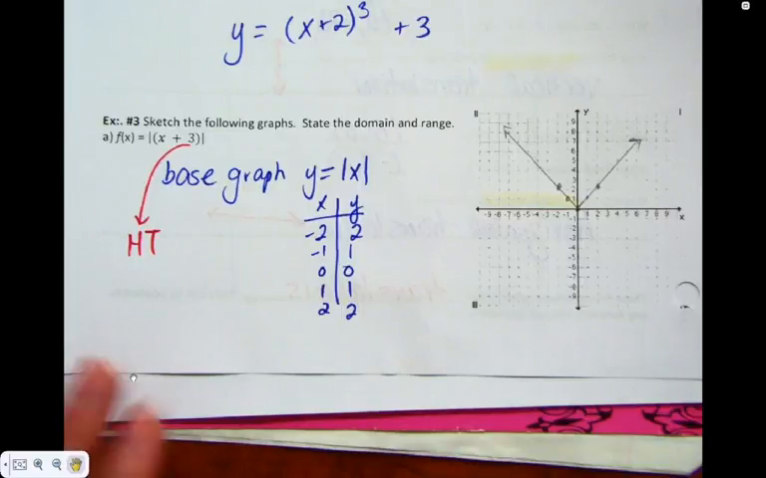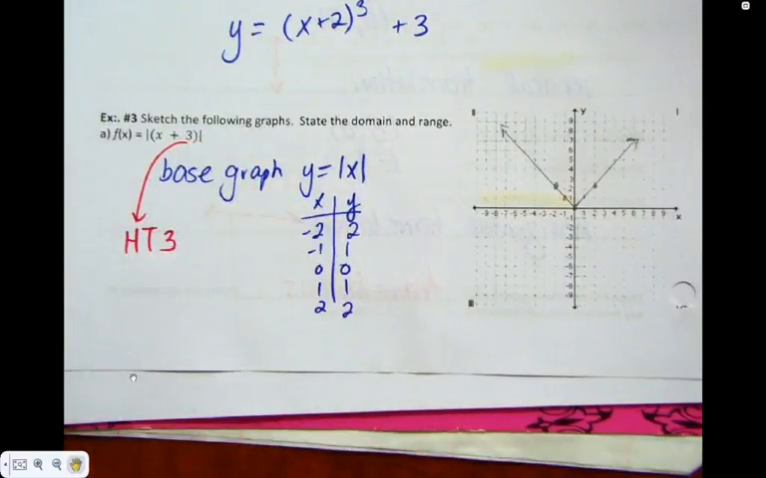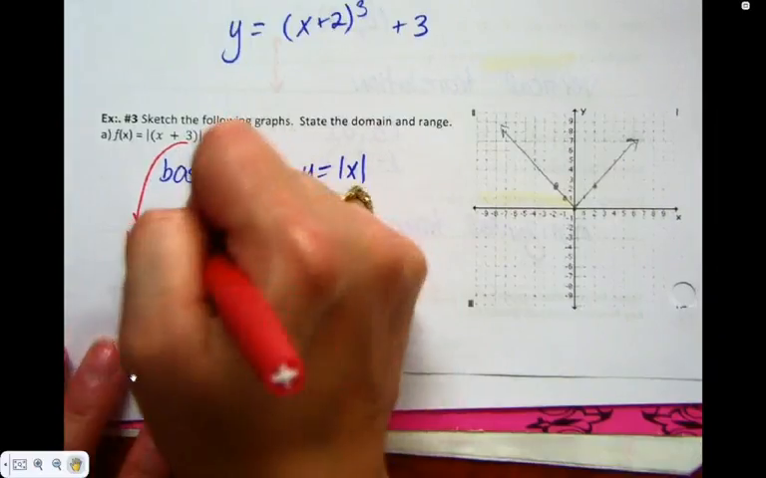Now I'm going to finish describing it. This is 3 units to the left. Why is it to the left?